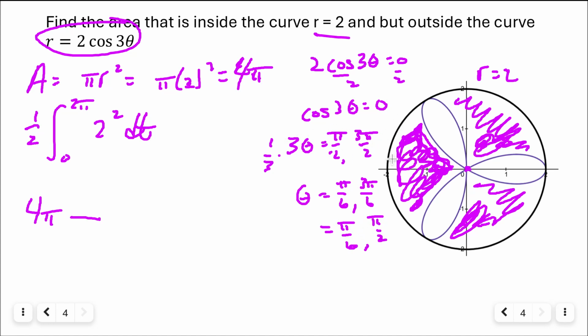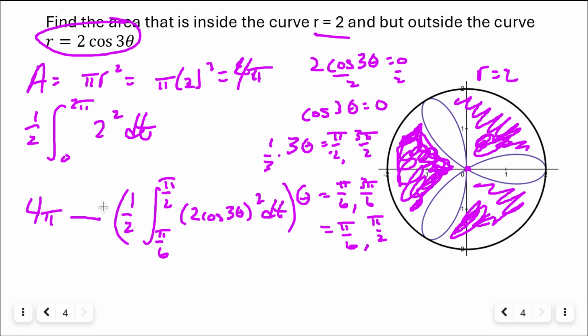I'm supposed to go around 3 times, but really all I need to do is find the area of one of these petals and then triple it, right? There's 3 of them. So I could do that in a few ways. I could take 1/2 the integral from pi over 6 to pi over 2 of 2 cosine 3 theta squared d theta, and then triple that integral, because this integral is only one of these petals. I need to multiply it by 3 to get all 3. That's one way to do it.